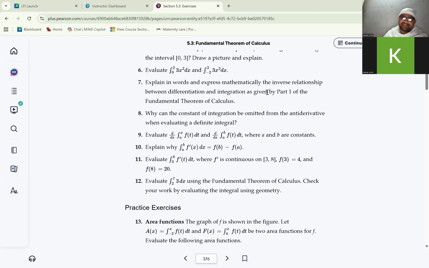Evaluate this. Question 9 is again a concept question. Look at the expressions very carefully. The first one is the derivative of the integral from a to x of f of t dt. That is the antiderivative function, right? The area function. So clearly that is going to give you f of x. That's the fundamental theorem of calculus. Take the antiderivative and then take the derivative of the antiderivative, so you get the original function.